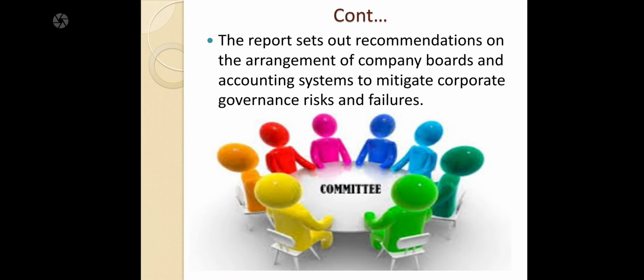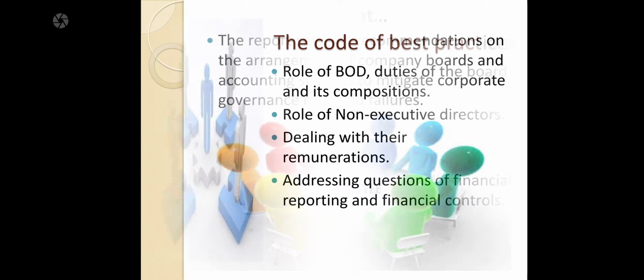The intention in framing this committee was to examine the corporate governance systems in companies, and the report set out recommendations on the arrangement of company boards and the accounting system to mitigate corporate governance risk and failure. So basically the report made recommendations on how corporate boards are arranged in a company, the accounting system, and corporate governance risk and its failures.